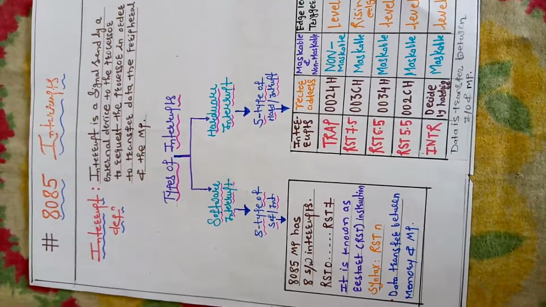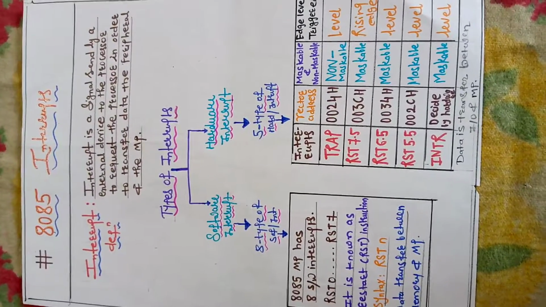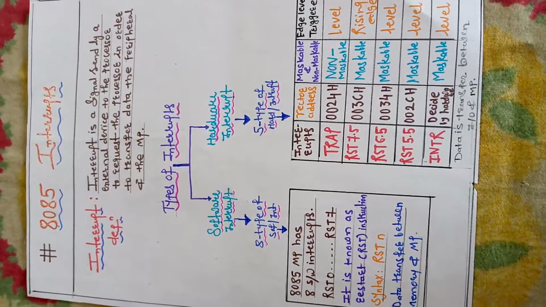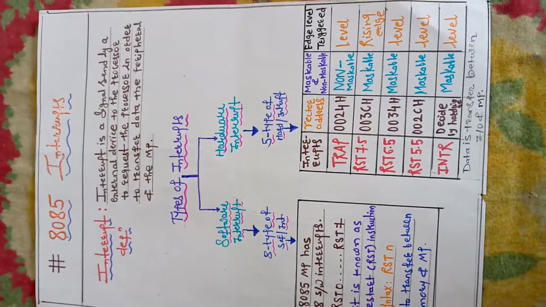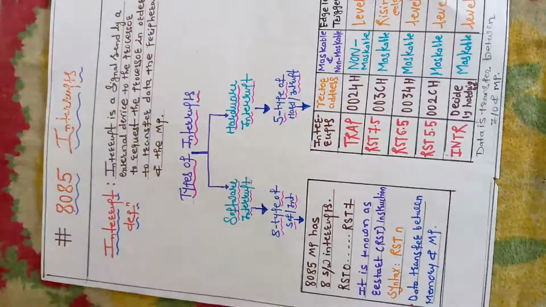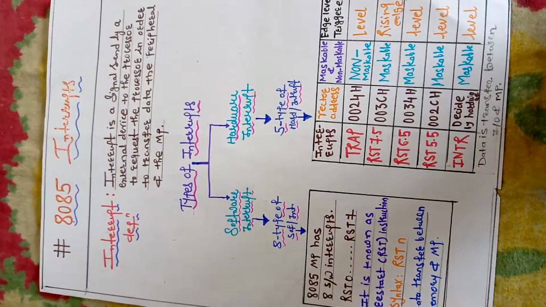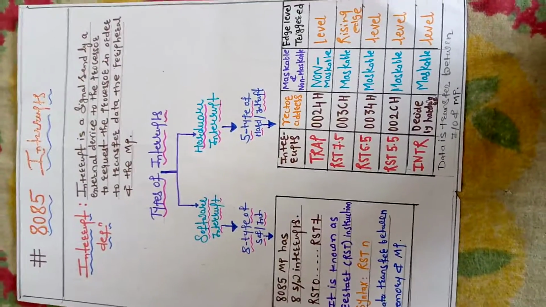Let's begin with our Let's Begin channel, and we will start with a topic called interrupt. We know the interrupt part is very important in microprocessor 8085. So let's begin. See, normally, what do you mean by interrupt? Interrupt means you are interrupting someone, you are disturbing someone, right? Like that. So in this way, first of all, we'll see what is interrupt.